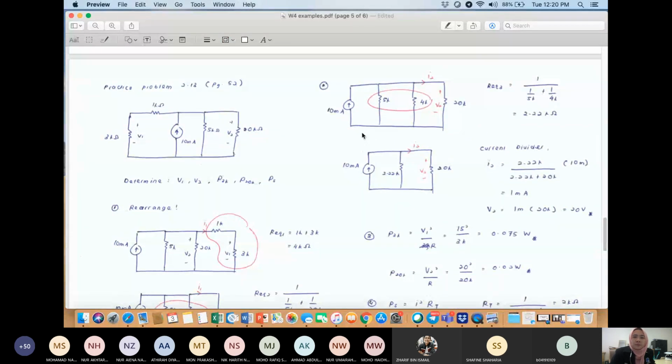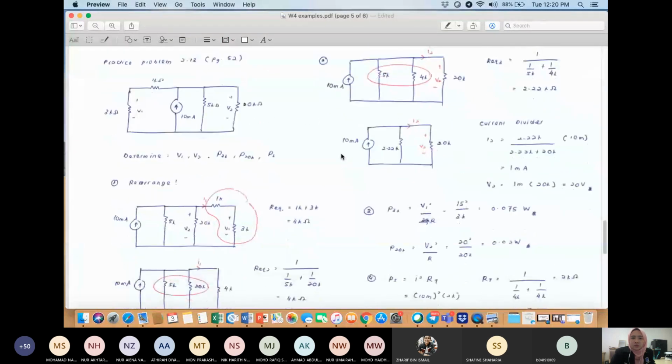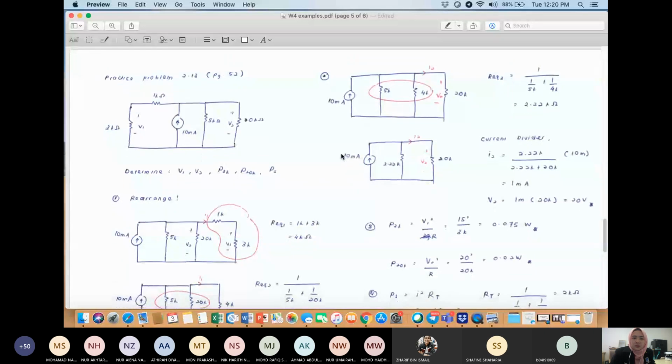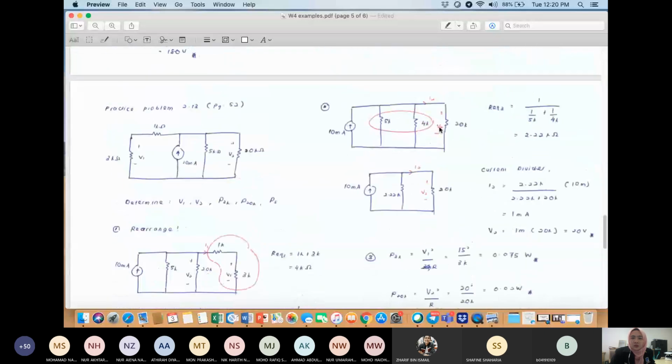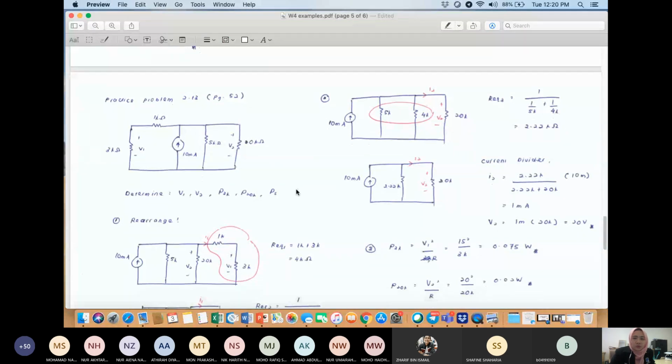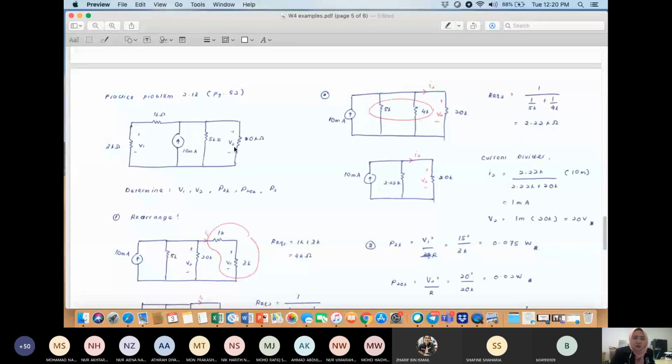Okay. And then over here. So now this circuit, now you want to calculate for I2, because you want to find V2. So V2 is the V across 20K. V2 is over here, so I2 is here.